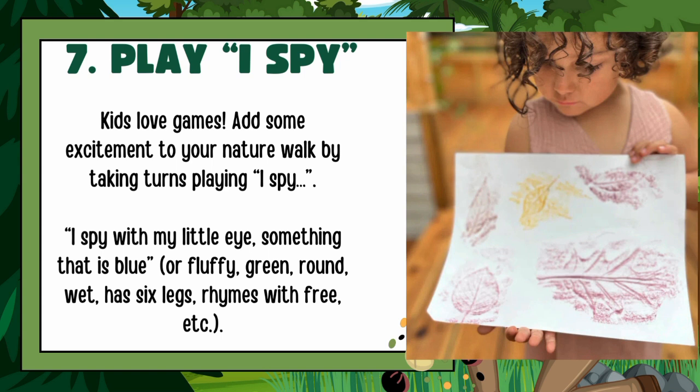The seventh activity is playing I Spy. Kids love games, so add some excitement to your nature walk by taking turns playing I Spy. I spy with my little eyes something that is blue or fluffy, green, round, wet, has six legs, rhymes with free, etc.